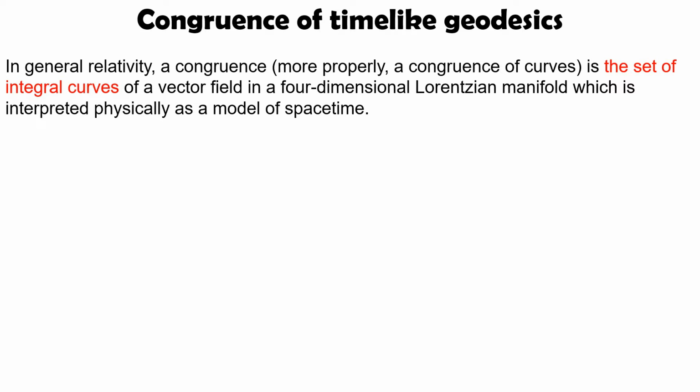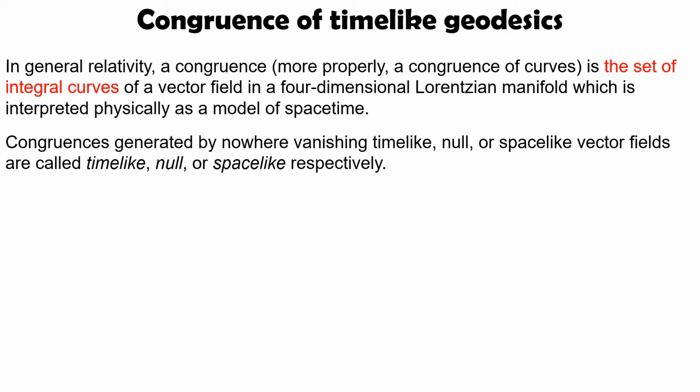In general relativity, if we talk a little bit technically, we call a flow, or I would say congruence, a set of integral curves, because we have to take an integral, we are taking a family of those curves, right, of a vector field on the 4-dimensional Lorentzian manifold, which is interpreted physically as a model of space-time. Now congruences generated by nowhere vanishing time-like, null or space-like vector fields are called time-like, null-like and space-like and so on. This I hope you understand.